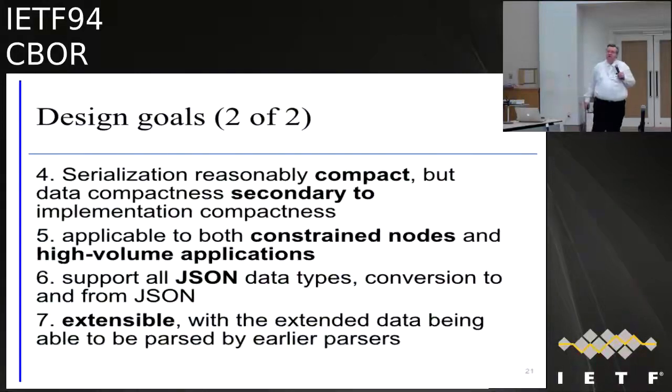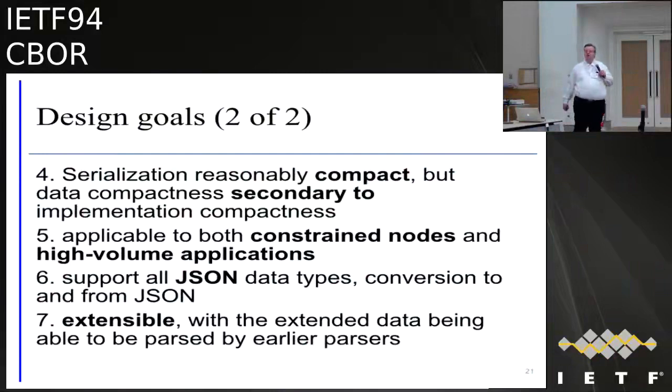Our main two target areas were constrained nodes, those IoT things, light switches, and high volume applications. So applications where you don't really want to throw a lot of code complexity at consuming or producing the data. This is not HDF5 or something like that. It's not optimized for sending around terabyte-sized databases. But still, you might have high-volume applications where you are sending around lots of, for instance, sensor measurements, and you want to do this in an efficient way.